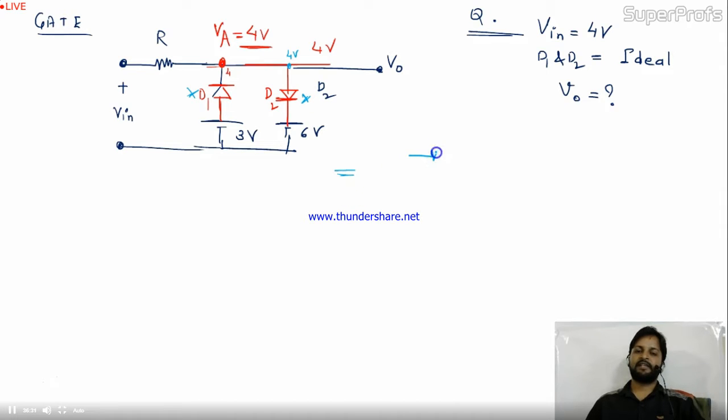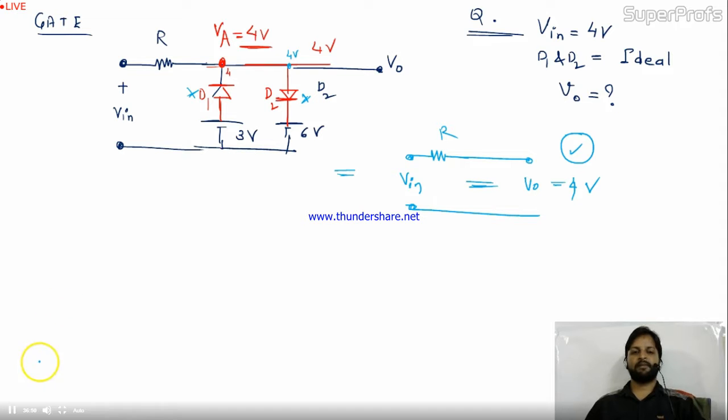So your circuit will be like this throughout. D1 and D2 both will be open. So you will get output follows input and the answer is 4 volt. Okay. So this is your answer.